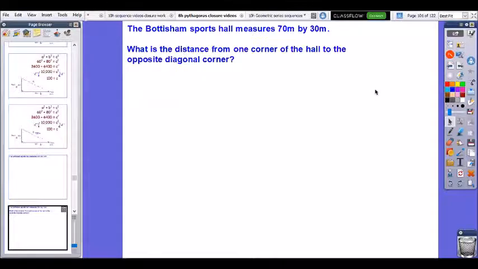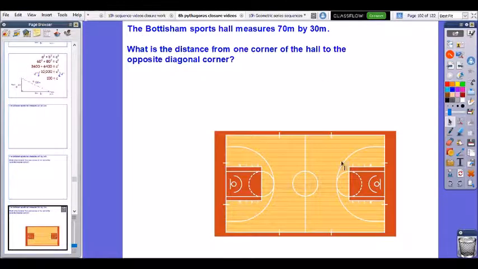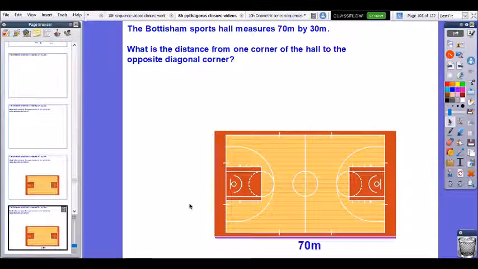Okay, let's start by making a sketch. Let's draw the Bottisham Sports Hall. So here we go. It looks kind of like a basketball court, doesn't it? Alright, so we know that it measures 70 meters by 30 meters. So I've just added those lengths to the sports hall.